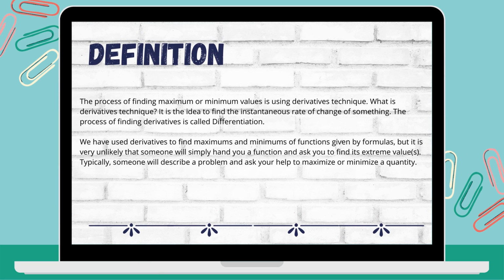The process of finding maximum or minimum values uses the derivatives technique. What is the derivatives technique? It is the idea of finding the instantaneous rate of change of something. The process of finding derivatives is called differentiation. We have used derivatives to find maximums or minimums of functions given by formulas. But it is very unlikely that someone will simply hand you a function and ask you to find its extreme values. Typically, someone will describe a problem and ask for your help to maximize or minimize a quantity.